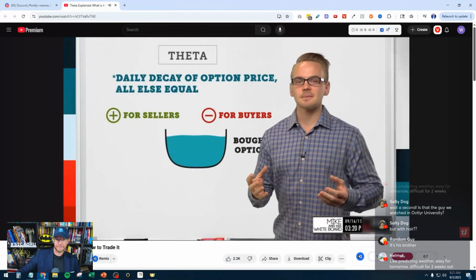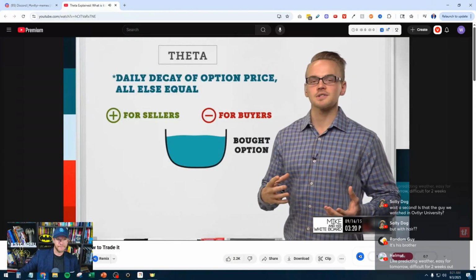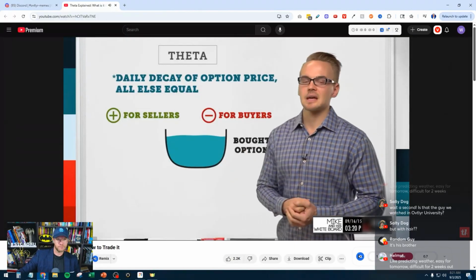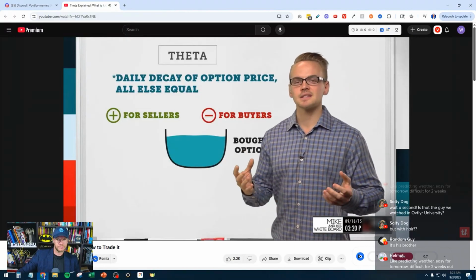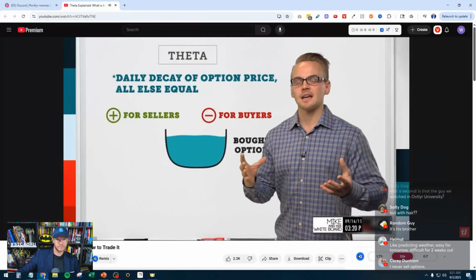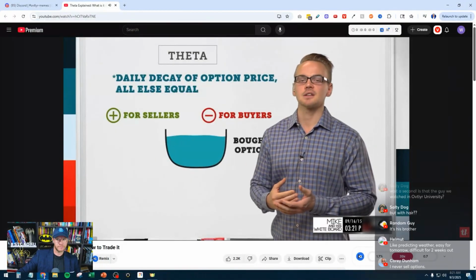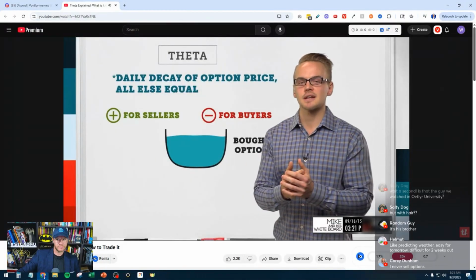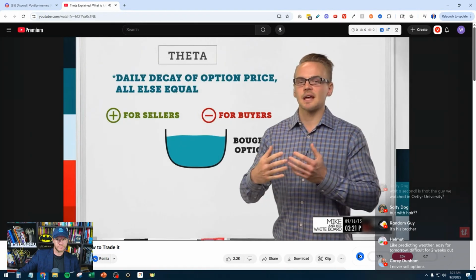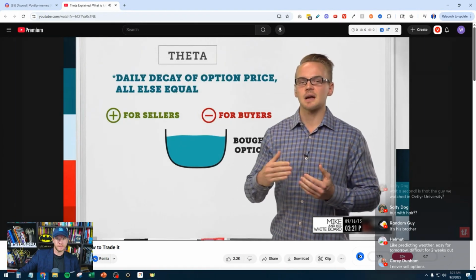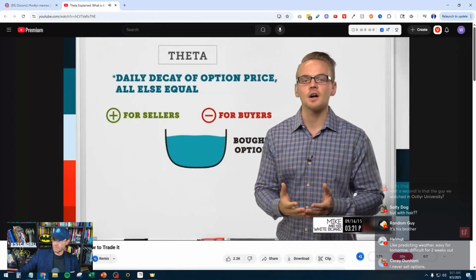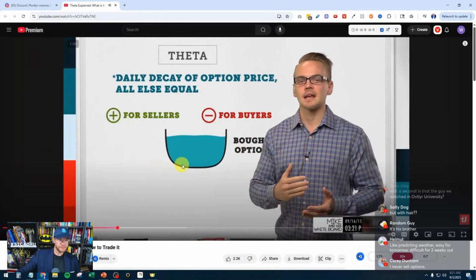So let's think about this as a bucket of water. So if I've got an option that I bought and the value is a bucket of water and the extrinsic value is made up of time and volatility. So if I buy an option contract and I'm basically saying over the next 30 days, I think the stock price is going to go up. So let's say I buy a call and agreed. I'm on board with this.